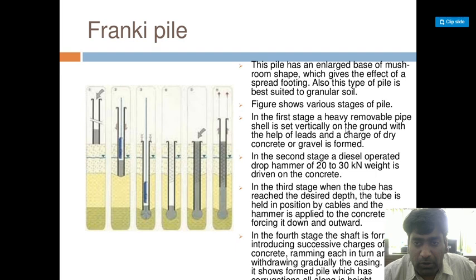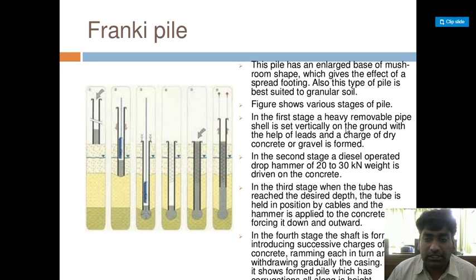In the third stage, when the tube has reached the desired depth, the tube is held in position by cables and the hammer is applied to the concrete, forcing it down and outward. In the fourth stage, the shaft is formed by introducing successive charges of concrete, ramming each in turn and gradually withdrawing the casing. Finally, it shows the formed pile.